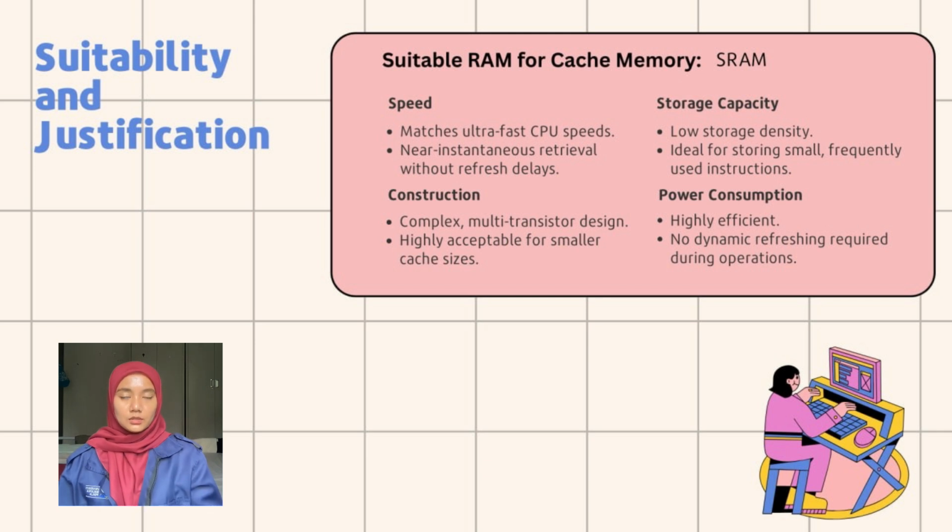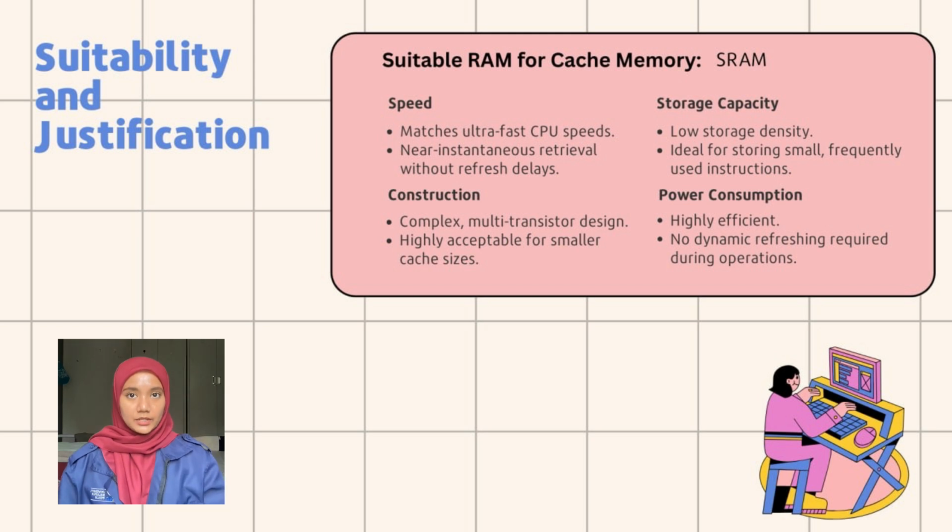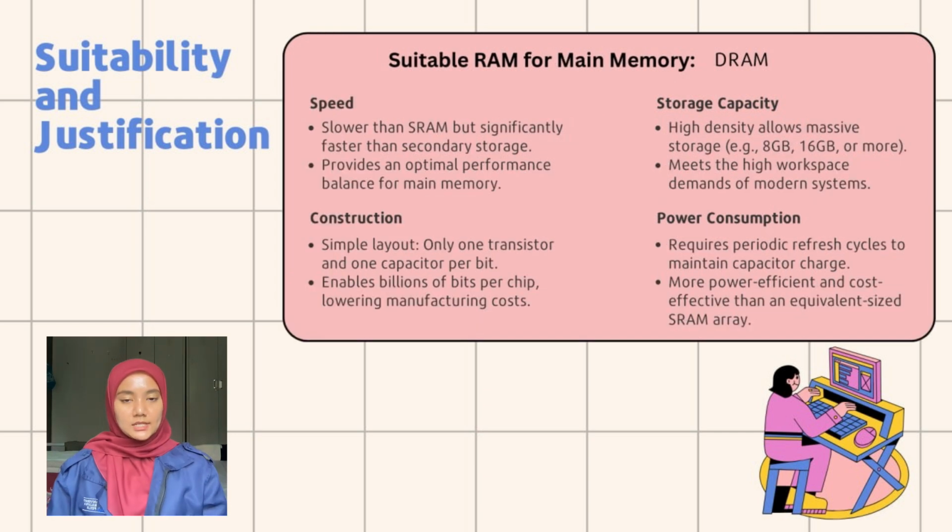So for number 2, which is capacity and construction, cache memory only needs to hold a few megabytes of temporary data. Therefore, the low density and bulky multi-transistor construction of static RAM are perfectly acceptable for this small scale application. Number 3, power consumption. Static RAM does not require continuous dynamic refreshing, which makes it highly efficient for rapid CPU cache operation. Moving on to question B, which is main memory.